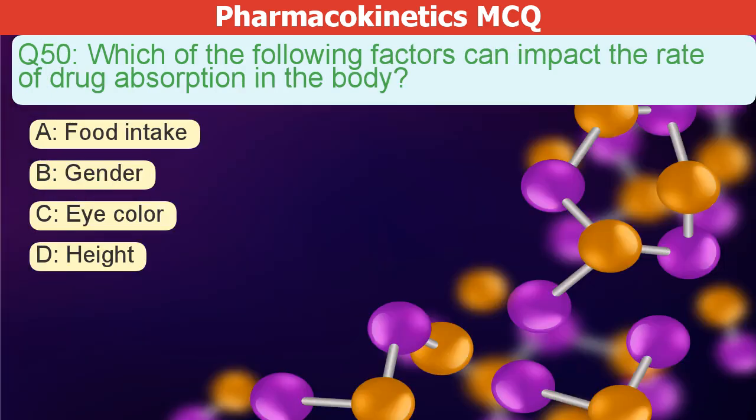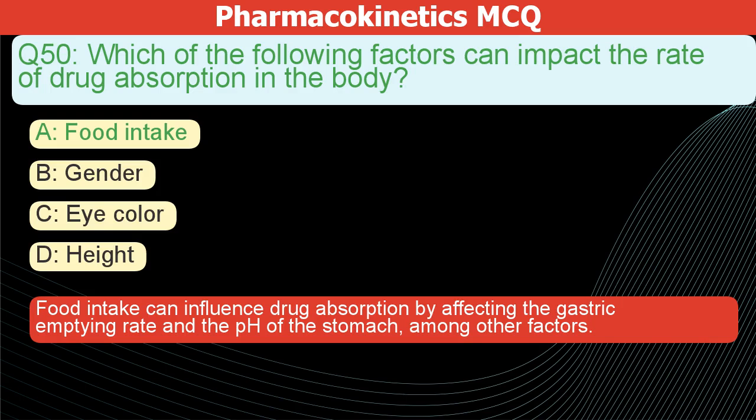Which of the following factors can impact the rate of drug absorption in the body? A. Food intake. B. Gender. C. Eye color. D. Height. The correct answer is A. Food intake can influence drug absorption by affecting the gastric emptying rate and the stomach's pH, among other factors.